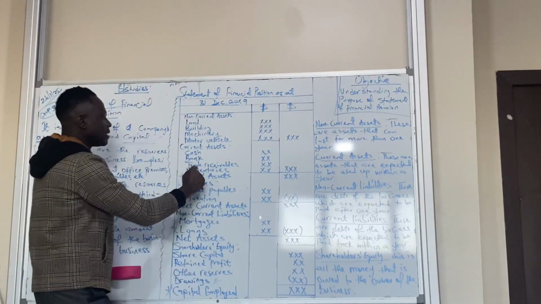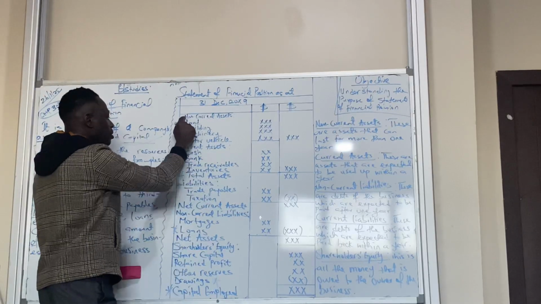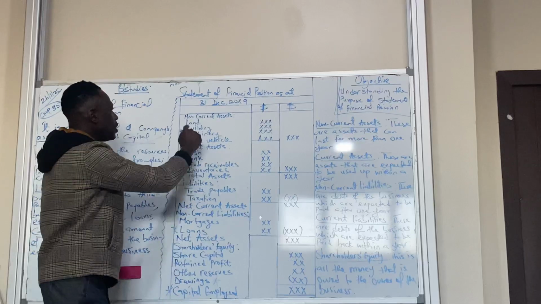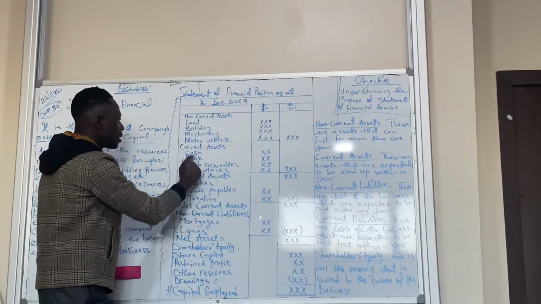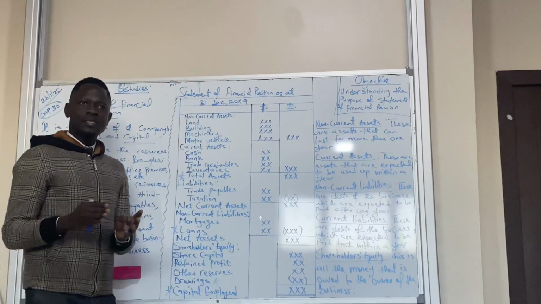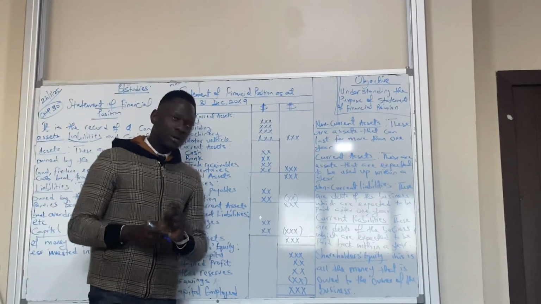So the sum of the current assets and non-current assets give us our total assets. So total assets is non-current assets plus current assets. Do you understand total assets here? Total assets is non-current assets plus current assets.